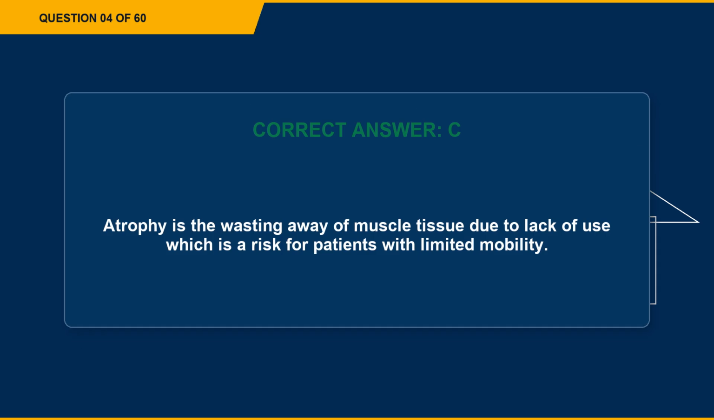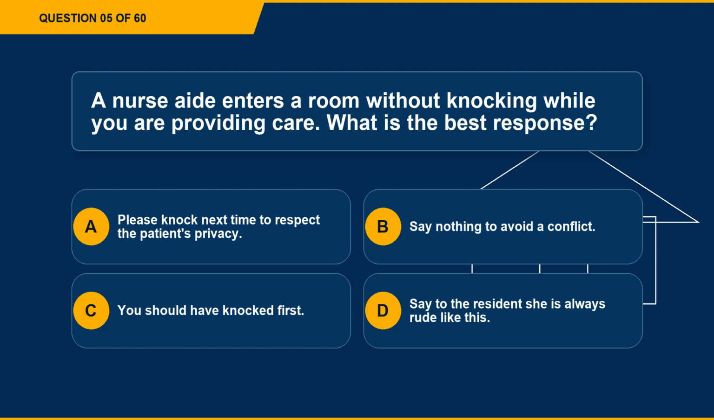Explanation. Atrophy is the wasting away of muscle tissue due to lack of use, which is a risk for patients with limited mobility. Question 5. A nurse aide enters a room without knocking while you are providing care. What is the best response? Option A, please knock next time to respect the patient's privacy. Option B, say nothing to avoid a conflict. Option C, you should have knocked first. Option D, say to the resident she is always rude like this.